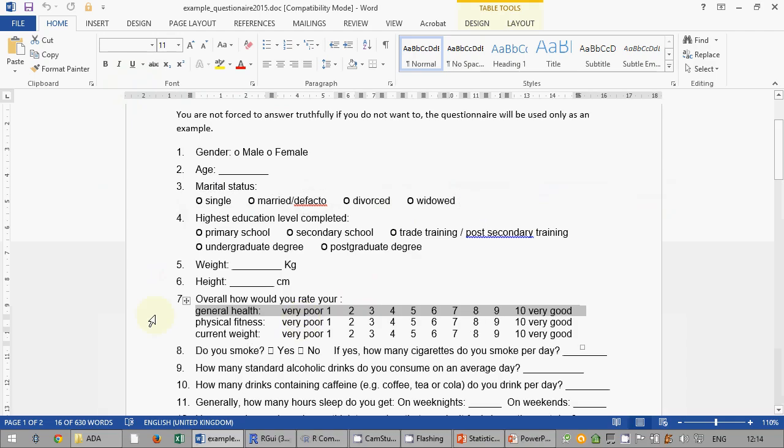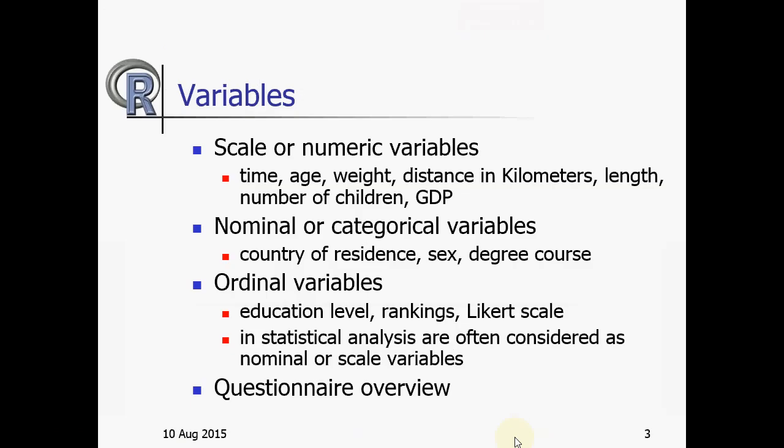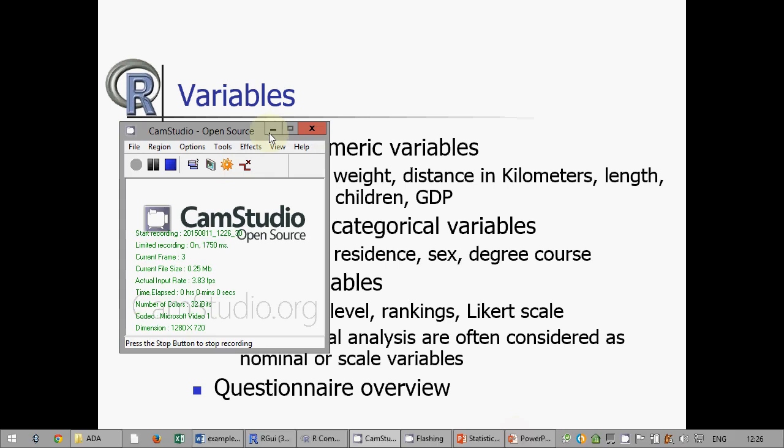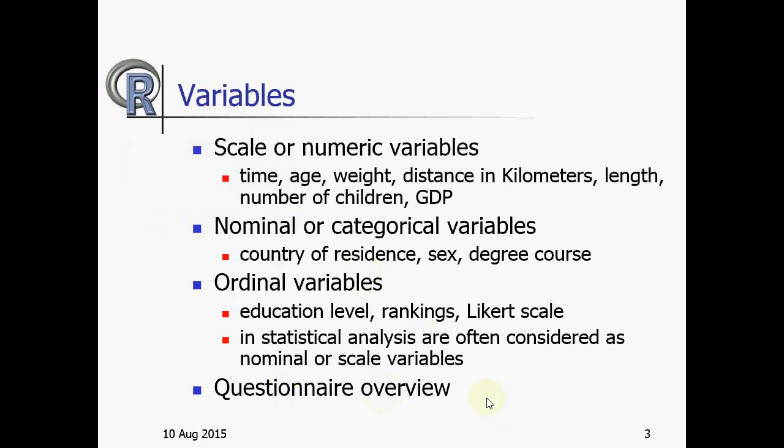So, for example, this one, with answers from 1 to 10, will be considered a scale variable in all the statistical analysis, even though it's wrong, because the distance between 1 and 2 is not necessarily perceived by the person who answers as the distance between 7 and 8. Okay. Even so, whenever they have many categories, it's much easier in statistical analysis to consider them as scale variables. Okay, so now let's go through the questionnaire overview.